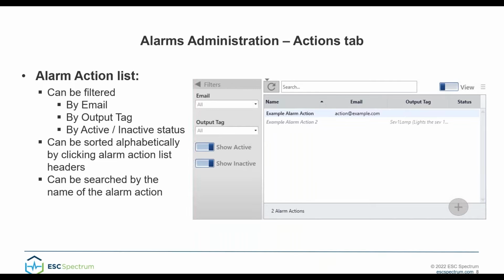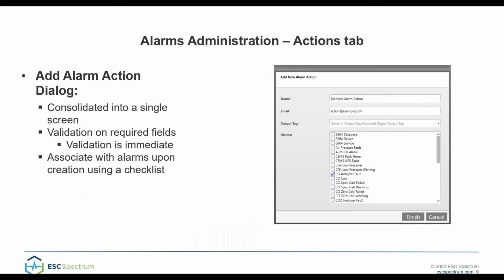So this list can be filtered by email, output tag, or status. And it can be sorted alphabetically based off pretty much any of the columns by clicking the column header there. And you can also use the search as well. So if your output list grows, you should be able to search and navigate through more easily than before. This is what the add new alarm action dialog looks like.